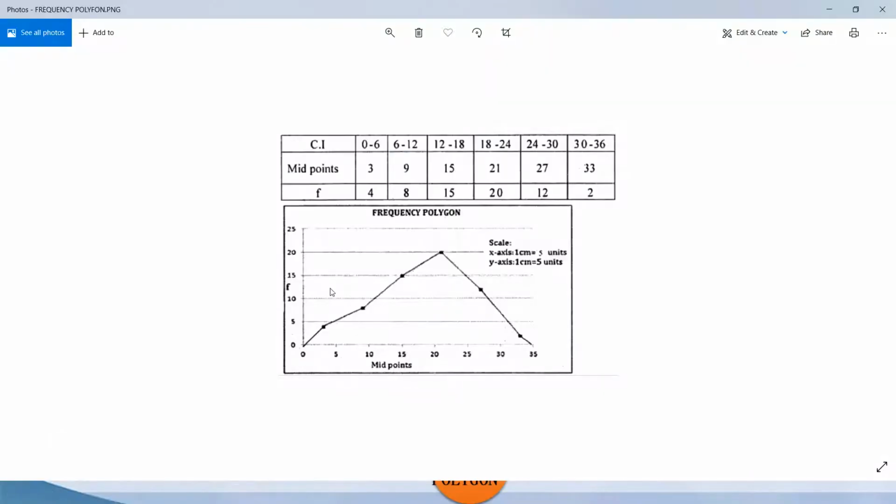First of all, this is the data given to you. You have to find out the midpoints for the given intervals. Those midpoints will be considered on the x-axis and frequencies on the y-axis. After plotting the dots, just join them with lines. So this is how a frequency polygon looks.